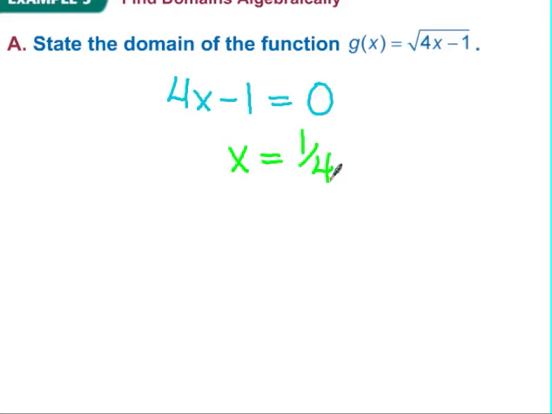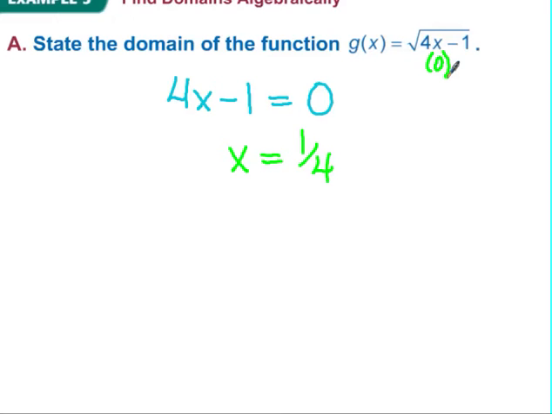Now with the square root, I need to think about the domain. All right, so I'm thinking about 1/4, and the numbers around 1/4. What would be a number smaller than 1/4? 0. Okay, we like 0. 0 is easy to plug in. If I plug 0 in here, what do I get? Negative 1, right? Can you take the square root of a negative number? No. So 0 doesn't work. So that means numbers less than 1/4 don't work.